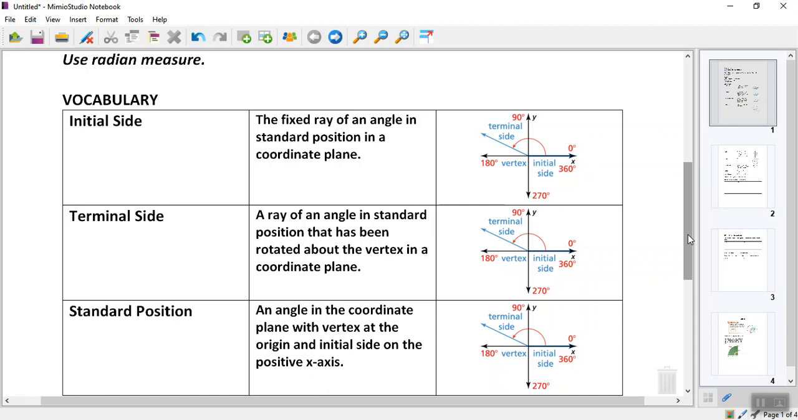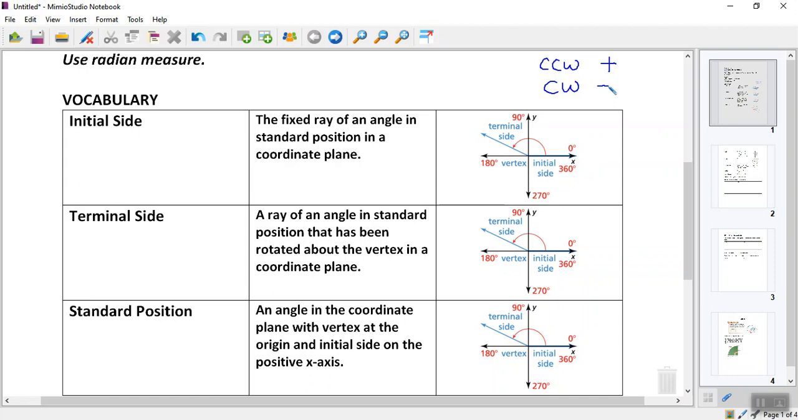Then the next one is the terminal side. The terminal side is a ray of an angle in standard position that has been rotated about the vertex in a coordinate plane. Typically when you rotate, what direction is this to get to the terminal side? Counterclockwise. When you go counterclockwise, you're always going in a positive direction. So I might write this up here. I'm going to write CCW for counterclockwise. You're always moving in a positive direction in terms of the number of degrees. So if counterclockwise is moving in a positive direction, what do you think clockwise is then? Negative. Clockwise is moving in a negative direction when we start talking about this.